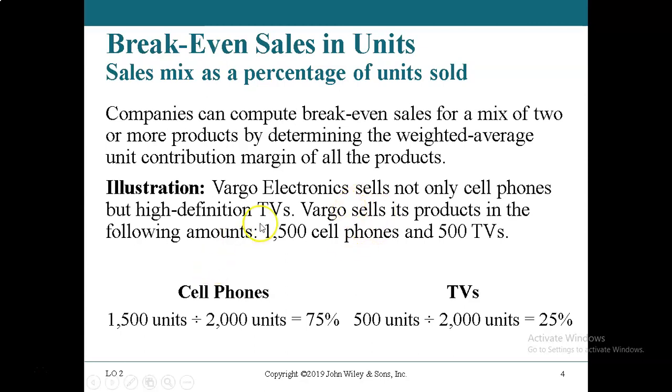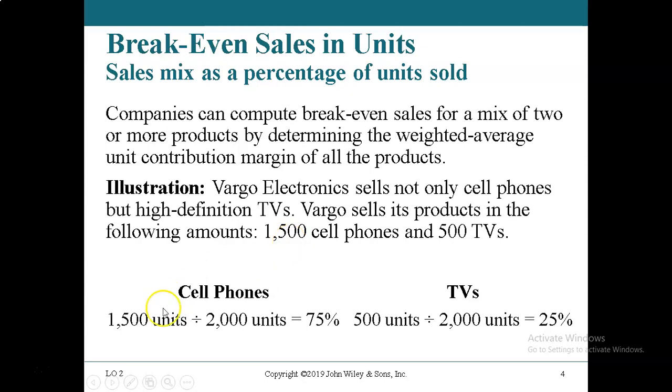Okay, so here's an example. We have Vargo Electronics. They sell two products. They sell cell phones and televisions. It says here that they sell 1,500 cell phones and 500 TVs. So how many total units do they sell of everything? Well, 1,500 plus 500, 2,000. Right? So if they sell 2,000 units of all of their stuff, what percent of their total production is cell phones and what percent is TVs?